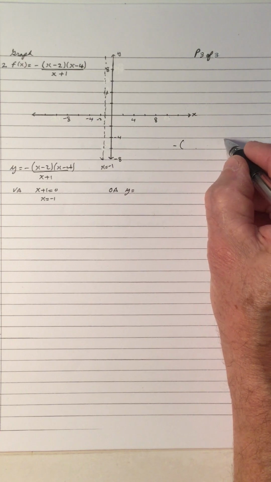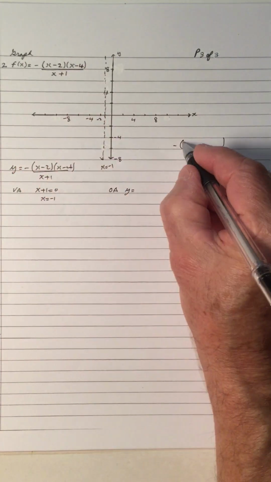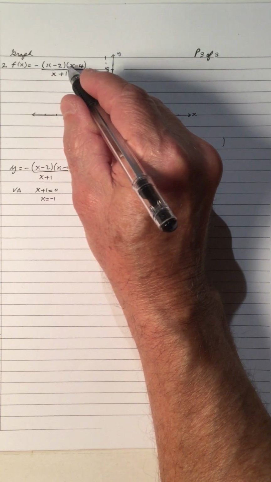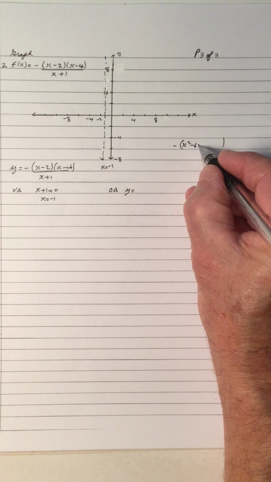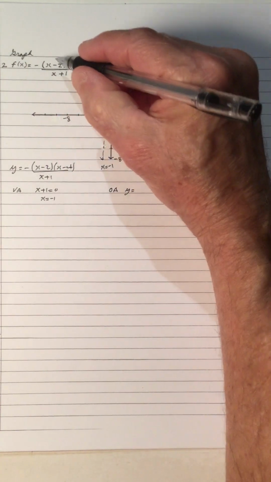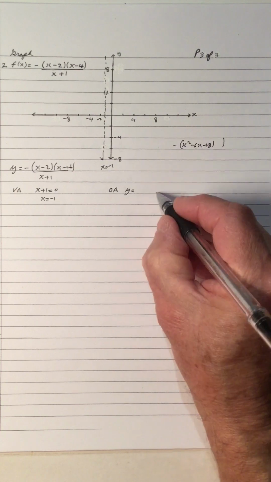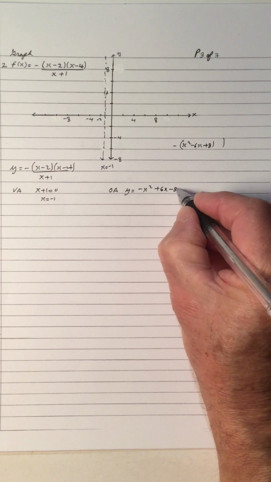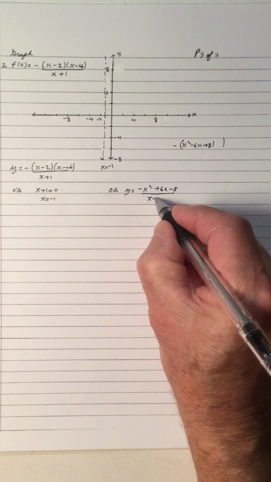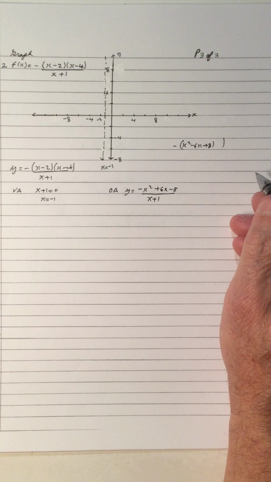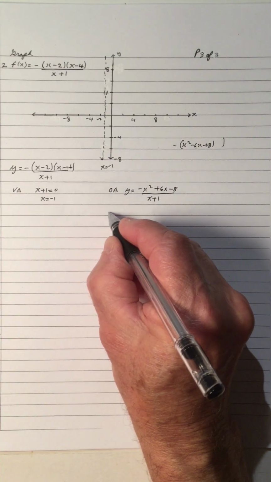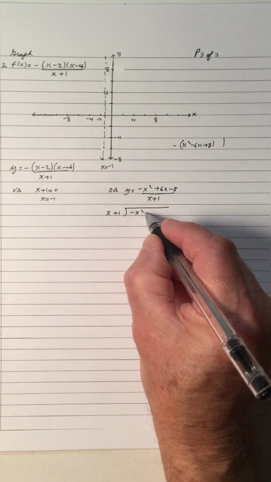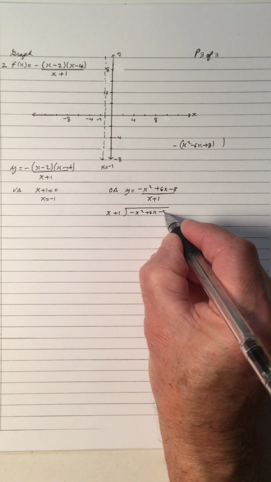So when I multiply, first, x times x is x squared. Outside, inside is negative 4x, negative 2x is negative 6x. And last is negative 2 times negative 4 is 8. So that becomes negative x squared plus 6x minus 8, all over x plus 1. And I want the oblique asymptote, so I'm going to divide. I'm going to take x plus 1 and divide it into negative x squared plus 6x minus 8.